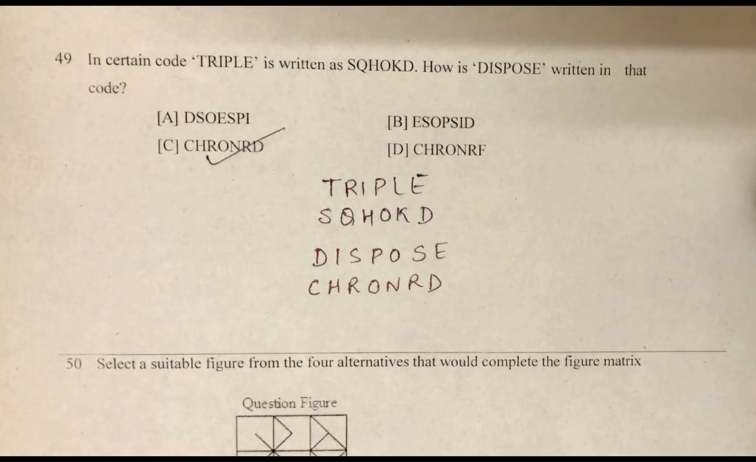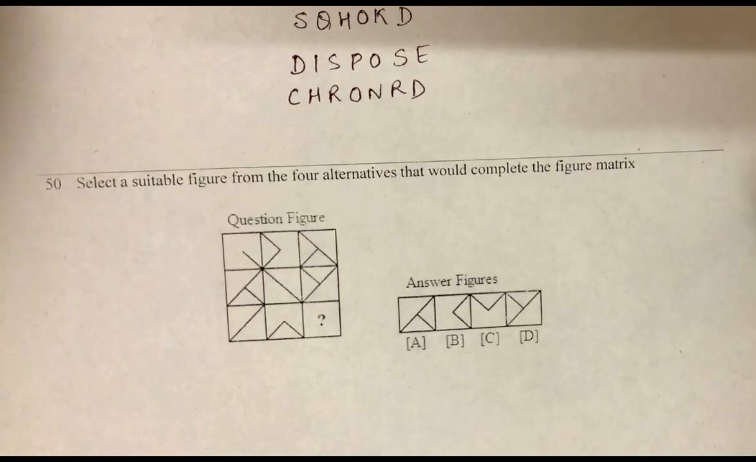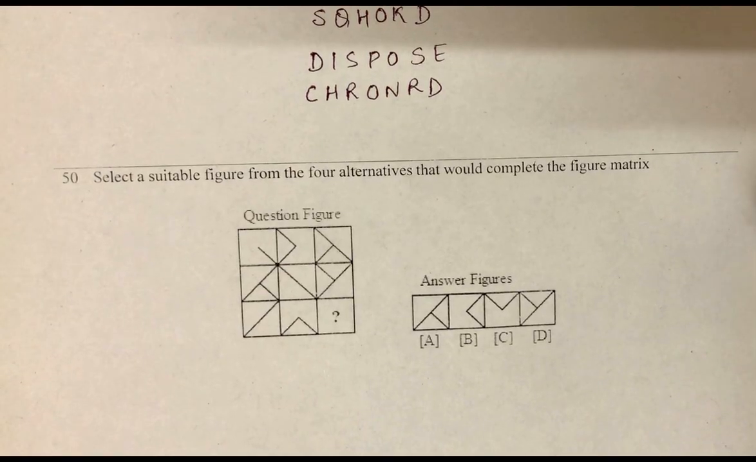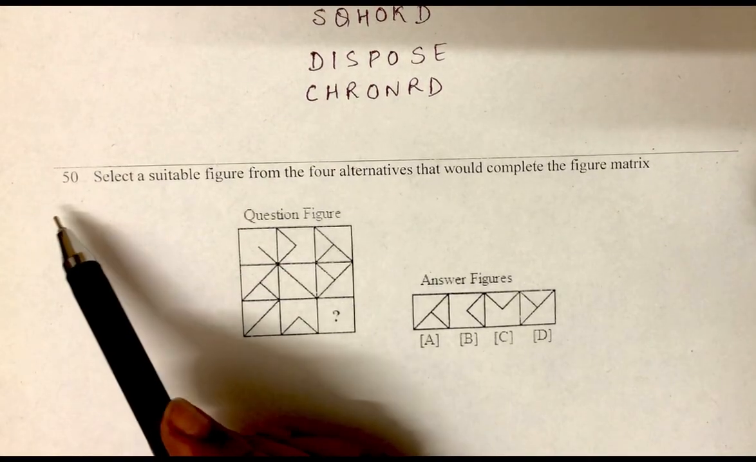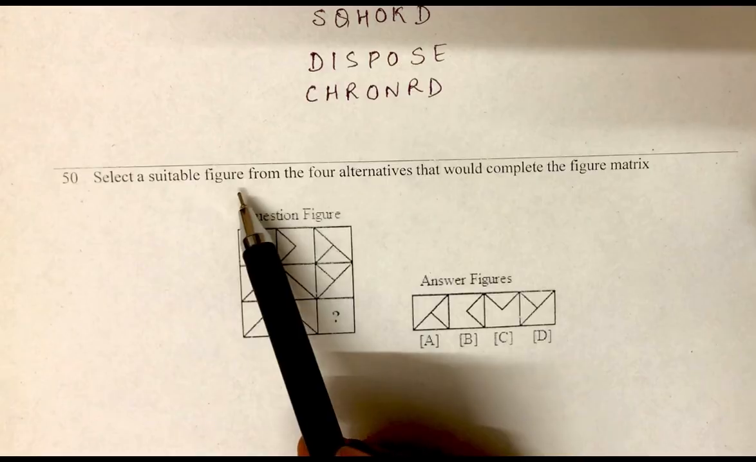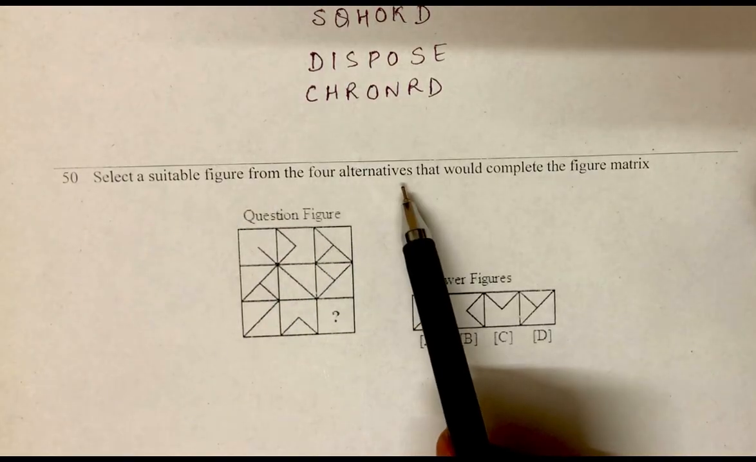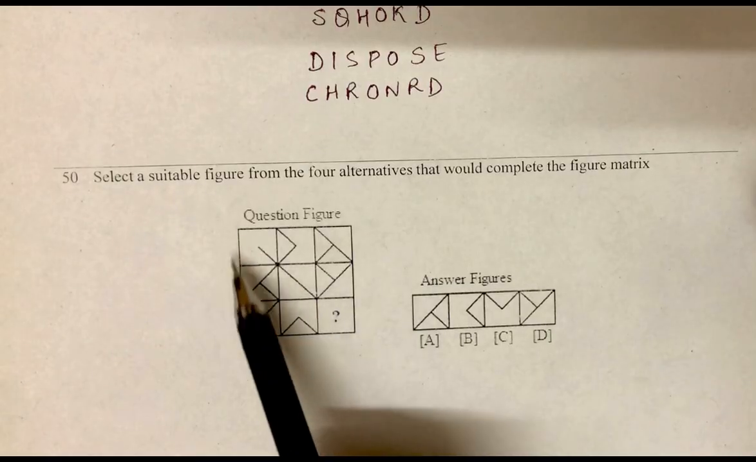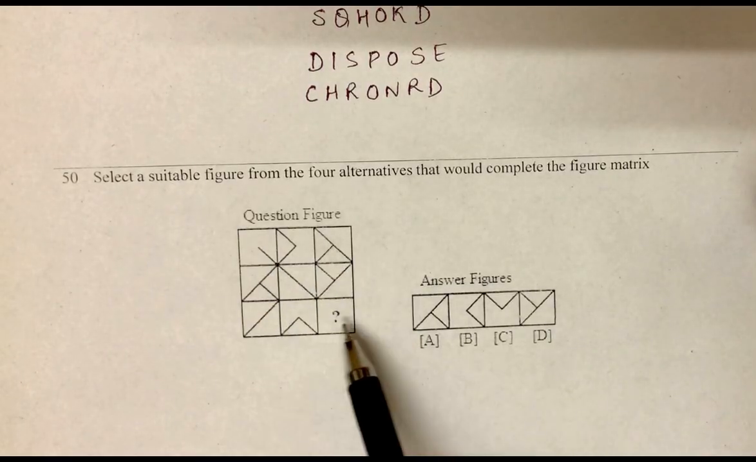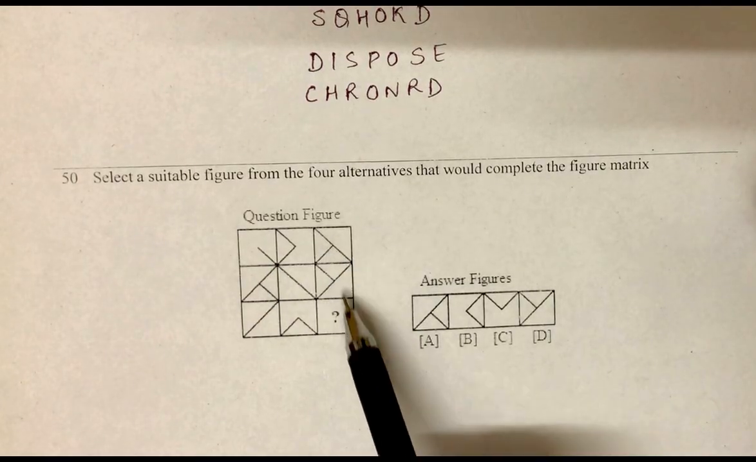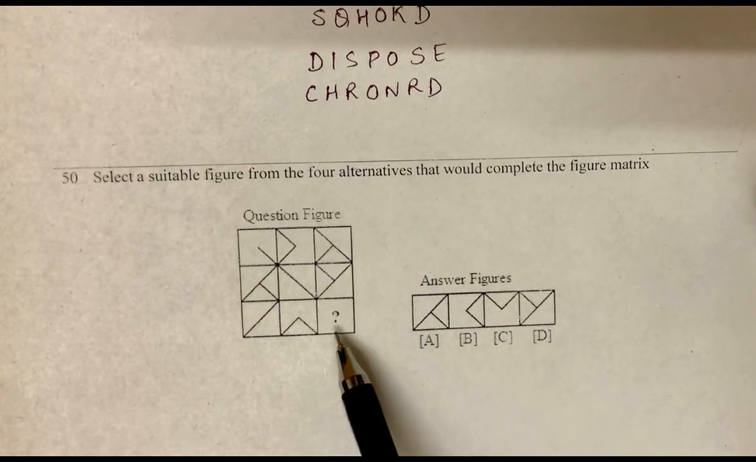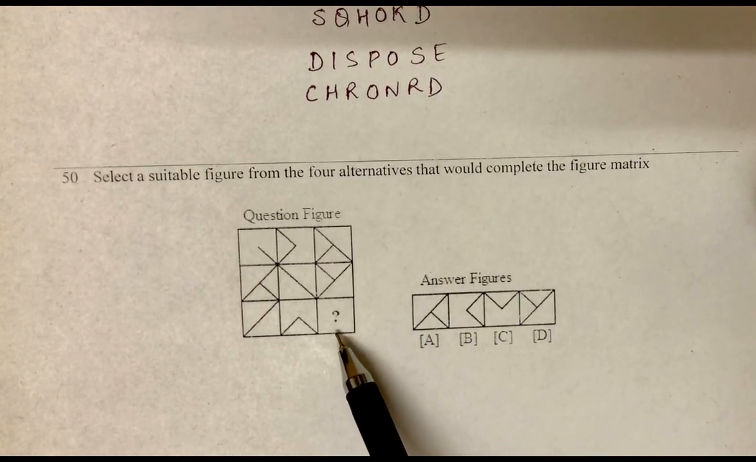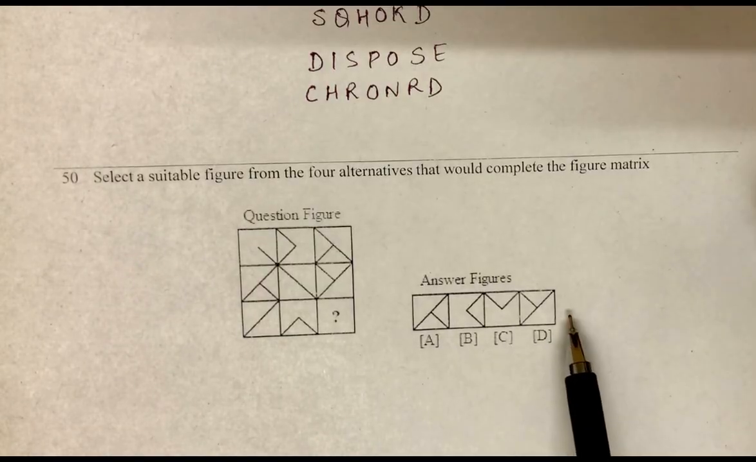Now look at question number 50, the last question of this paper. Question number 50 says, select a suitable figure from the 4 alternatives that would complete the figure matrix. Now we have been given this matrix, this figure, and we have to find out what comes in place of the question mark. These are our answer figures.